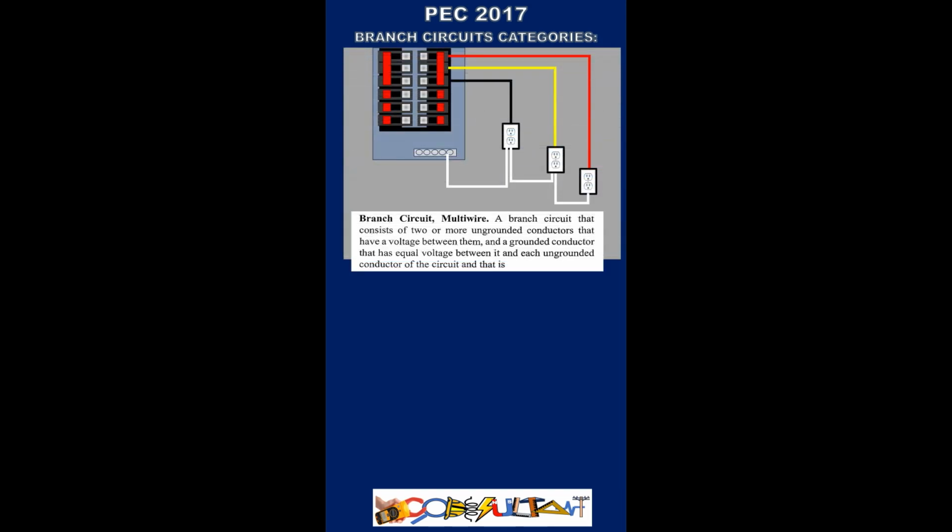Lastly, branch circuit, multiwire, consists of two or more ungrounded conductors that have a voltage between them, and a grounded conductor that has an equal voltage between it and each ungrounded conductor of the circuit.